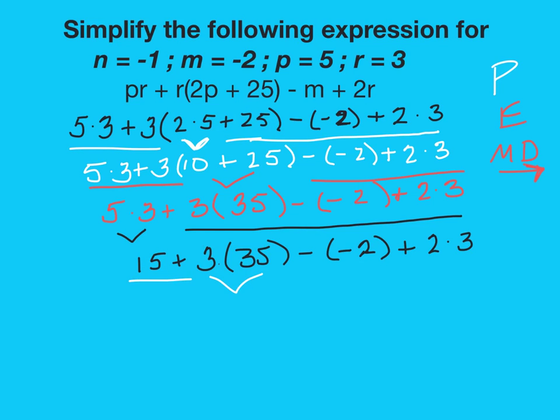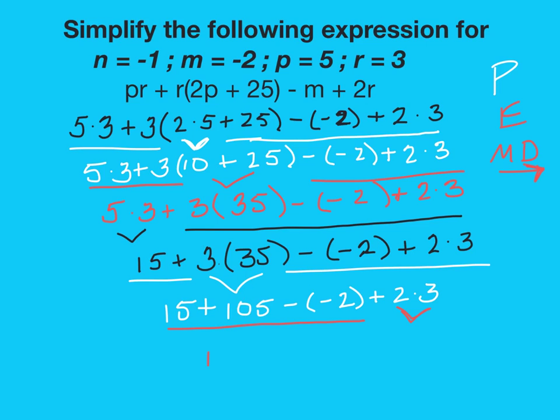So the next thing I get to is this 3 times 35. So let's see, 3 times 30 is 90. 3 times 5 is 15. 90 plus 15 is 105. Minus negative 2 plus 2 times 3. Still going in order from left to right, looking at all the multiplication and or division. Moving right along, the next thing I get to appears to be the last multiplication or division in this problem. So I've got 15 plus 105 minus negative 2 plus 2 times 3 is 6.